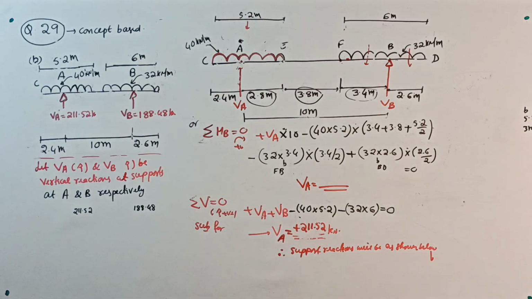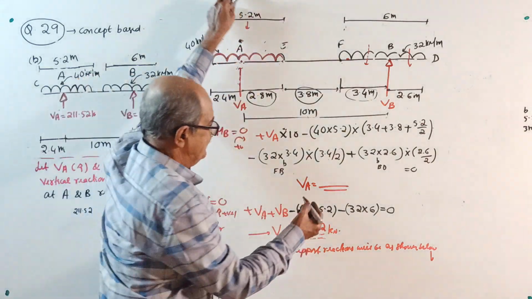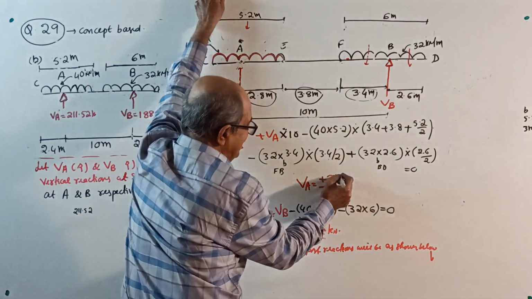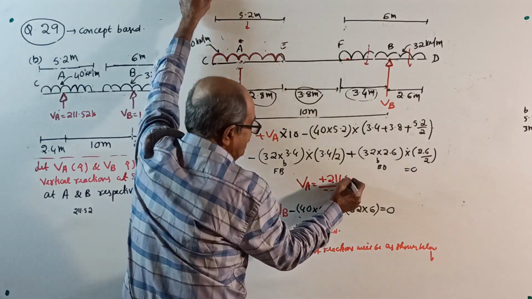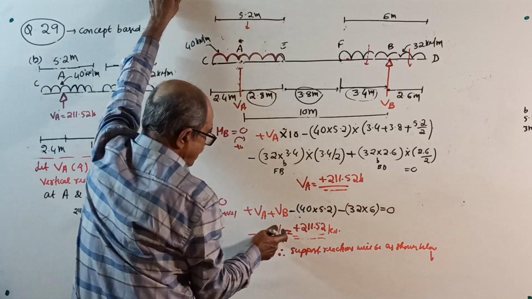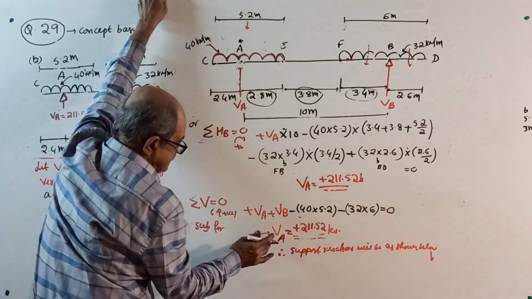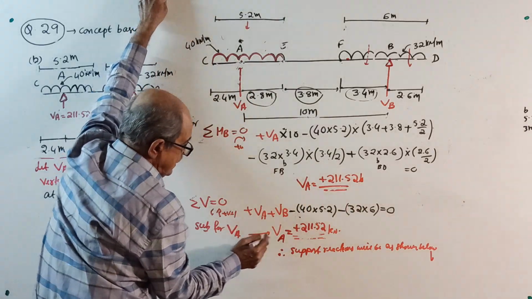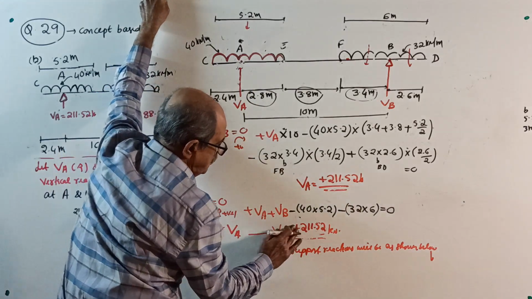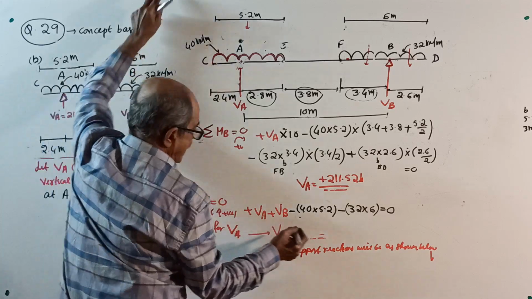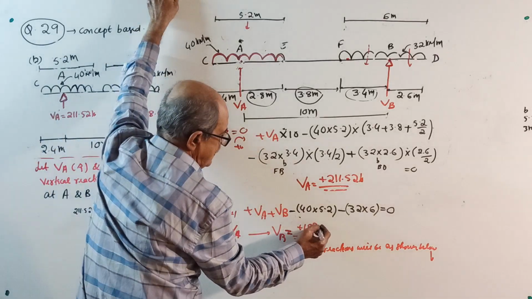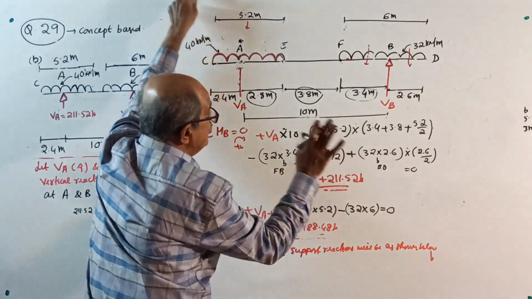This is only for confidence. Do you think I have 211.52 kilonewton? Okay. Sigma V equals 0, then substitute for VA, you get VB equal to 188.48 kilonewton. You write this much.